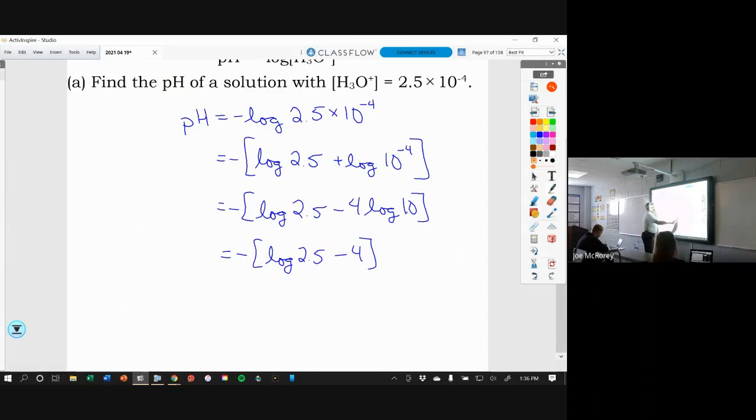Calculator. What's log of 2.5? Round to the nearest tenth. 0.4. And I'm going to change the signs here, so this becomes 4 minus 0.4, and 4 minus 0.4 is 3.6. How did you just change the signs? Because there's a negative sign up front. If you wanted to, you could do 0.4 minus 4 and get negative 3.6, and then negative of negative 3.6 is still positive 3.6.